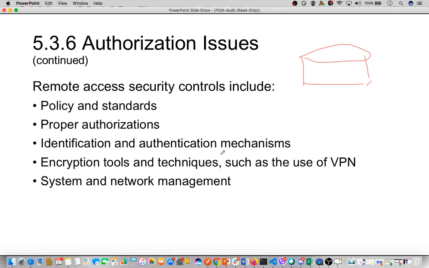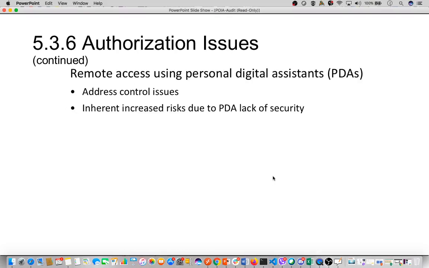Identification and authentication mechanisms, encryption tools, so VPN, and also use proper encryption tools, not the weakest ones. There are a lot to select from, so from them you can select a few. And system and network management, so you can do monitoring, you can use those tools to monitor things and to configure proper security. All right, moving on.